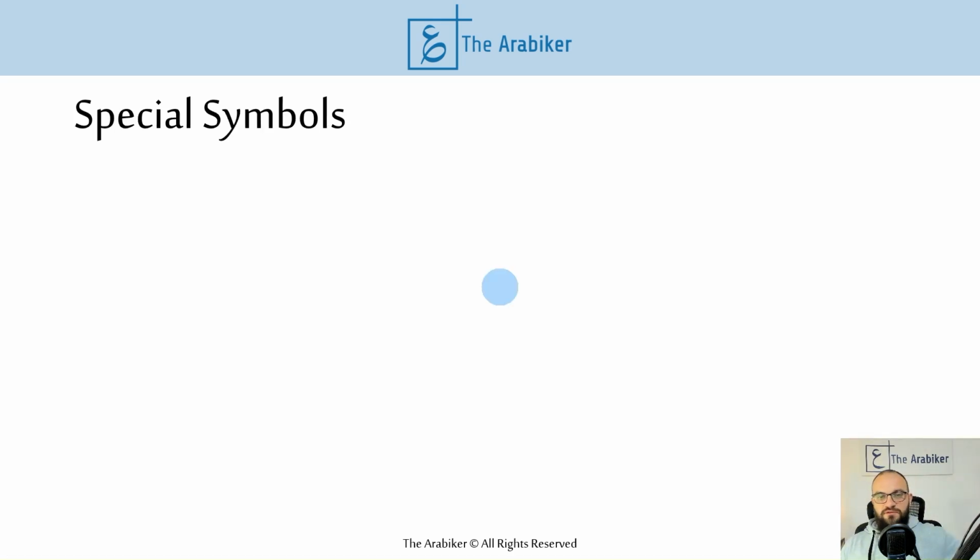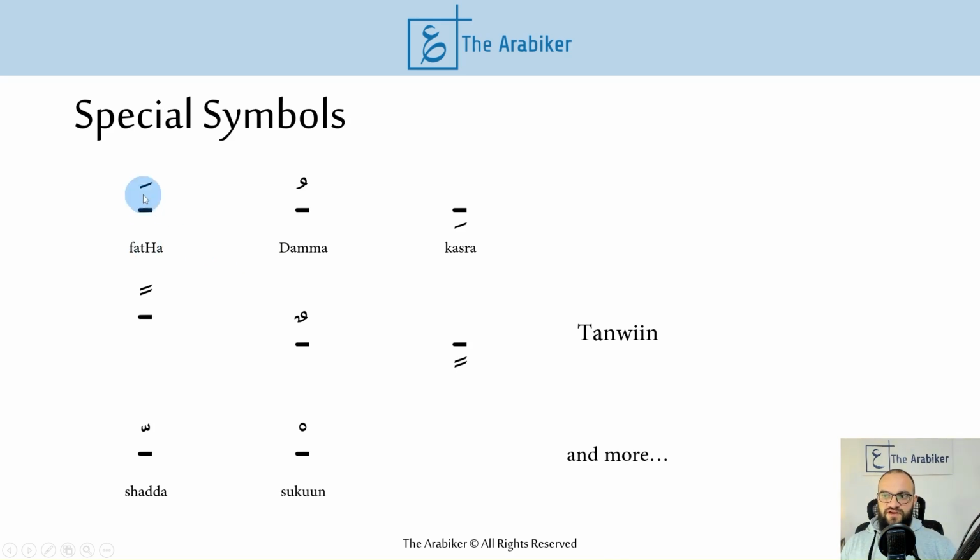So the non-must layer can contain these special symbols. For example, the fatha, it tells you to pronounce it as a ba, for example, ba, ta, sa. And this one tells you to say bu, tu, su. It's called dhamma, and this one is a kasra. Don't worry, we will learn them little by little and systematically later on. This is just an introduction.